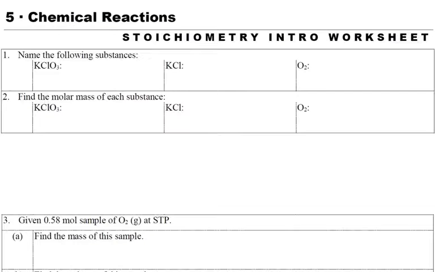I'm going to work through the answers here to the Stoichiometry intro worksheet. Starting off, just naming some substances, so that's one skill. We can see this is an ionic compound, and it starts with potassium. This is the chlorate ion, so this is potassium chlorate. The next one's also ionic, and that's potassium chloride. And the last one, the O2, that's just elemental oxygen.